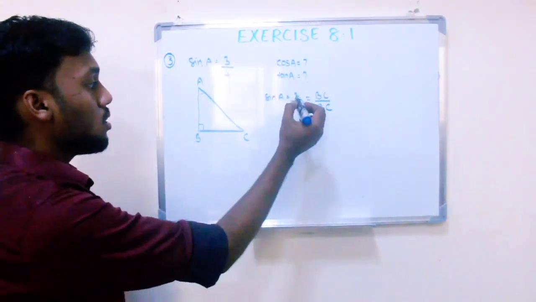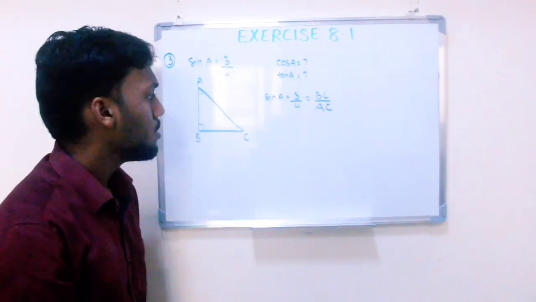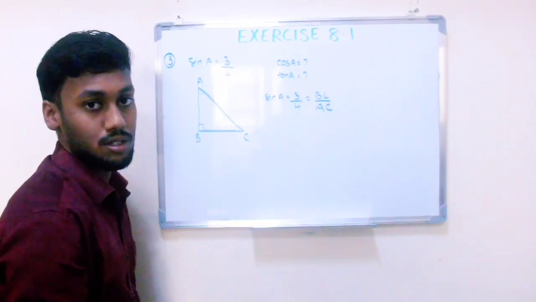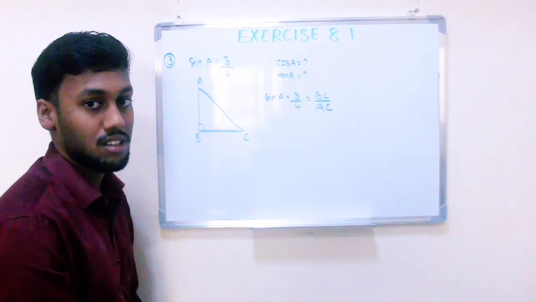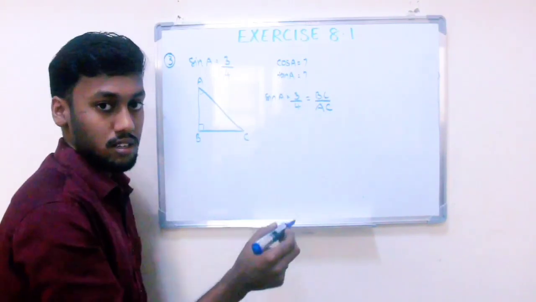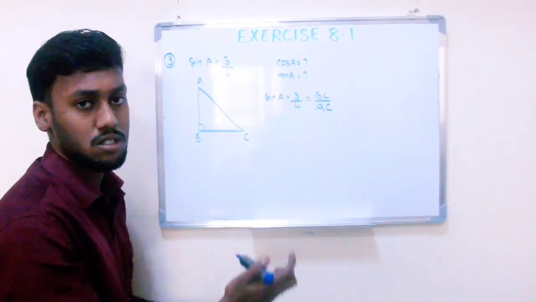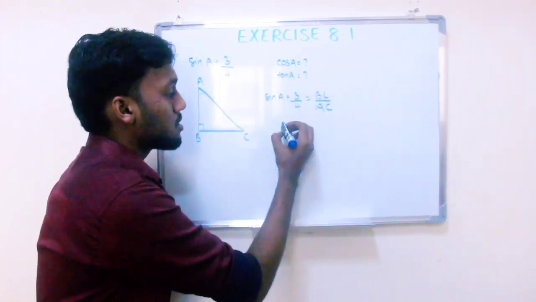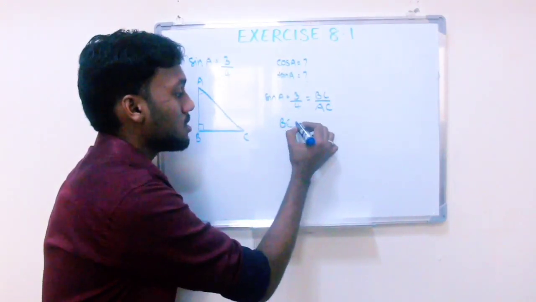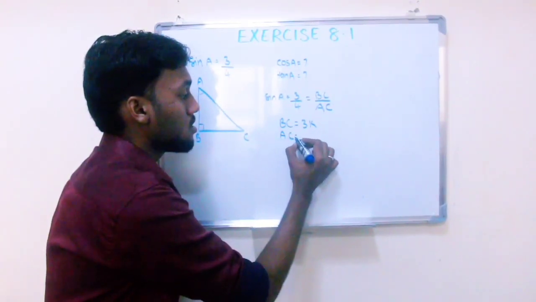Now see, on comparing both sides, BC by AC is equal to 3 by 4. We can't say that BC equals 3 and AC equals 4. Why? Because they are ratios, so they should have a constant, right? That constant can be anything, but we assume that they have a constant K. Suppose let the constant be K. Now on comparing both sides, we can write BC as 3K and AC as 4K.